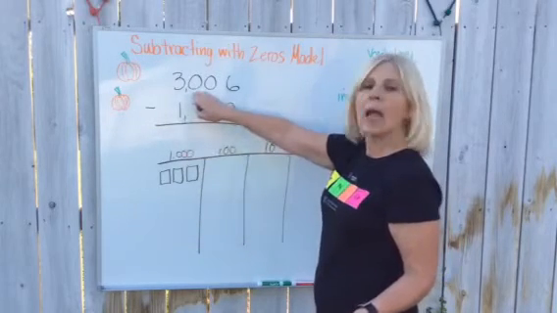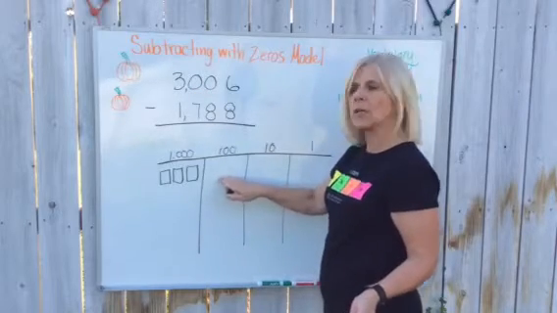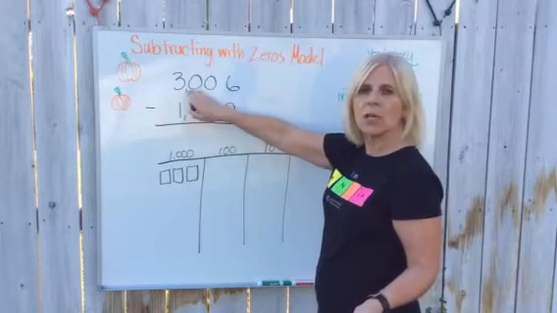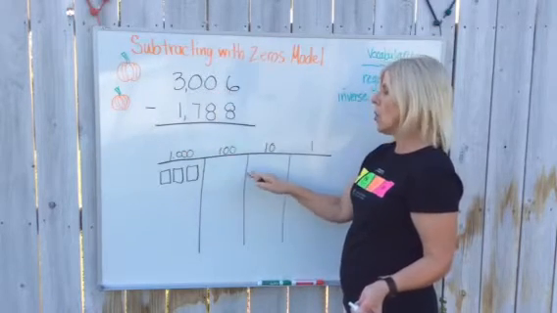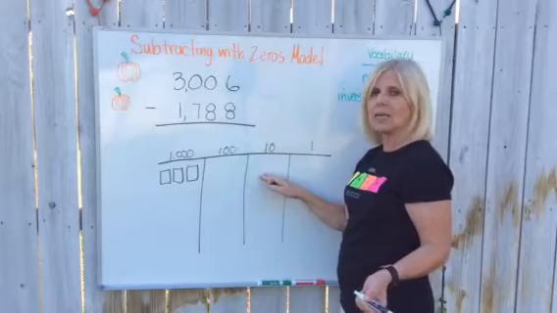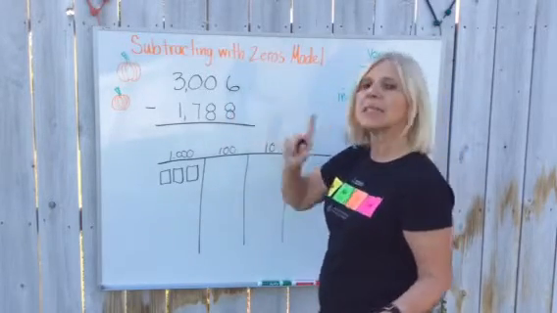Next, I go to my hundreds. As you can see, it's a 0. So I'm not going to put anything in there because I do not have any hundreds in this number. Next, I go to my tens, and it's a 0 too. So I'm not going to put anything in my tens. The last is the ones, and you can see I have six of them.